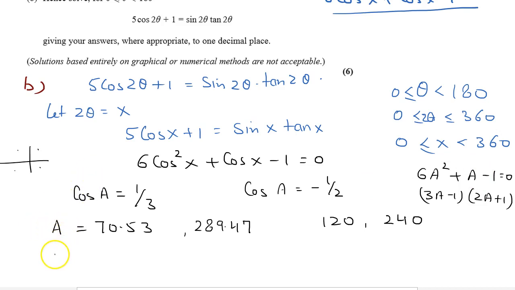A is 2 theta, so theta will be all divided by 2, because our original limit is from 0 to 180, and that is the answer. So theta is this by 2, this by 2, and that is by 2. So that is the answer for this.